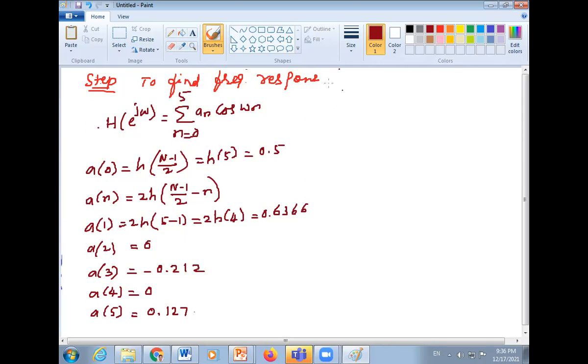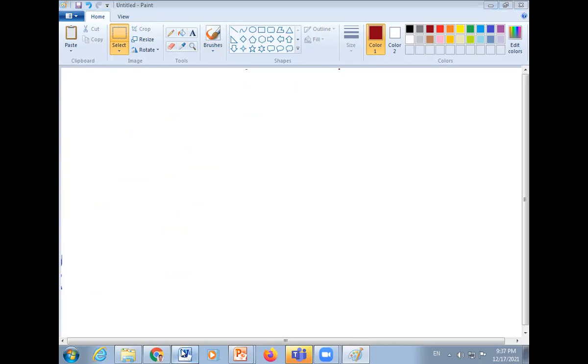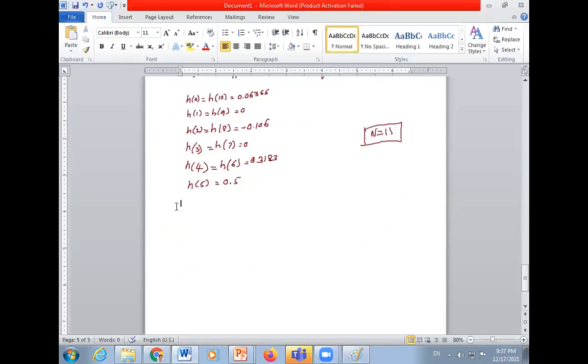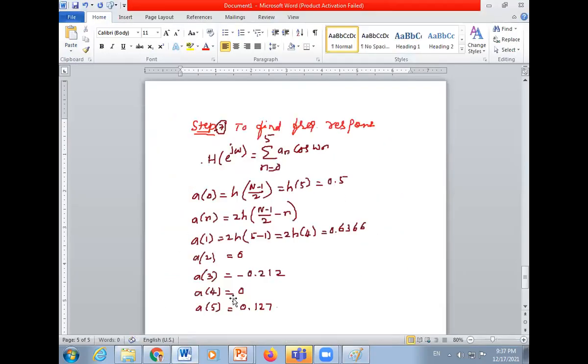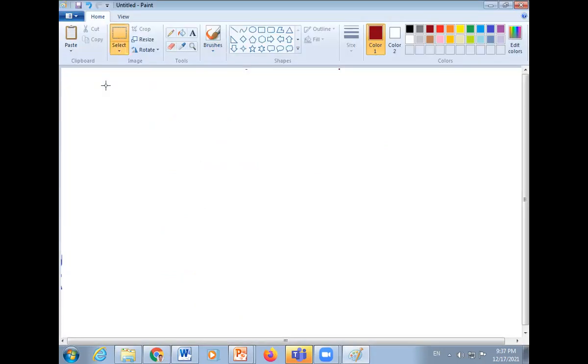So now let us find the magnitude in dB. This is our step number 7. Let us find the magnitude in dB.